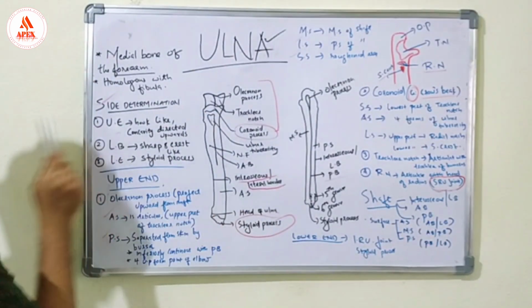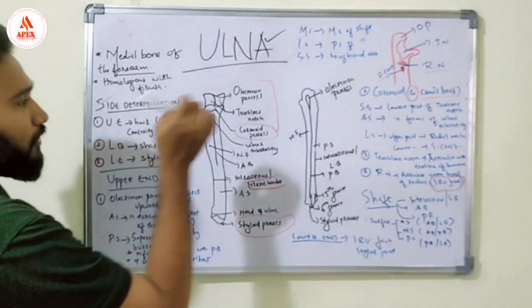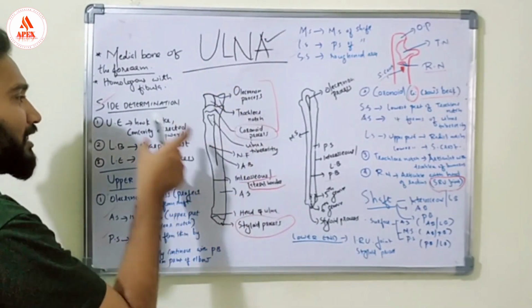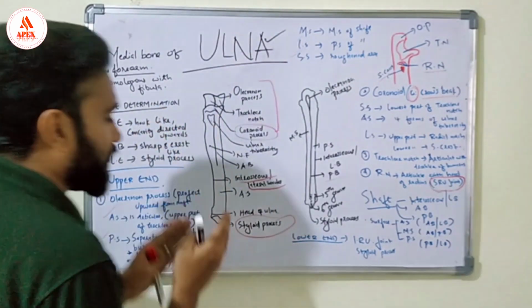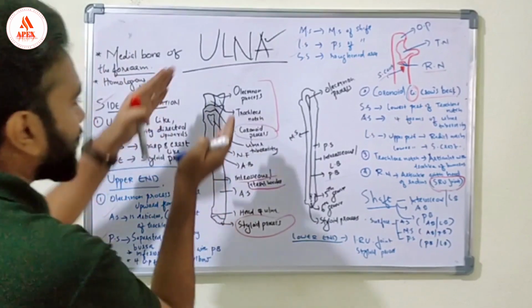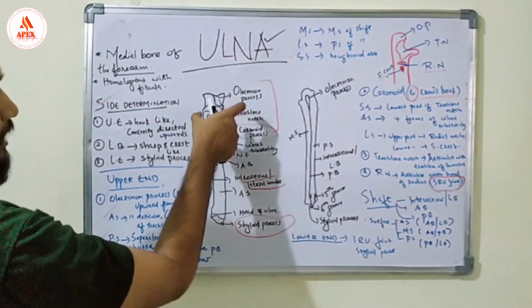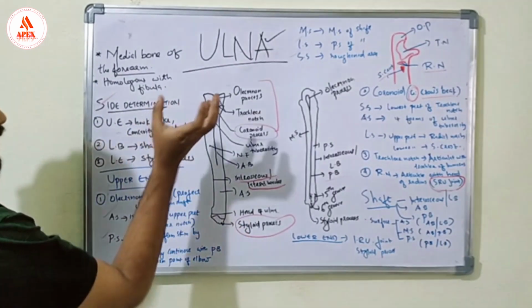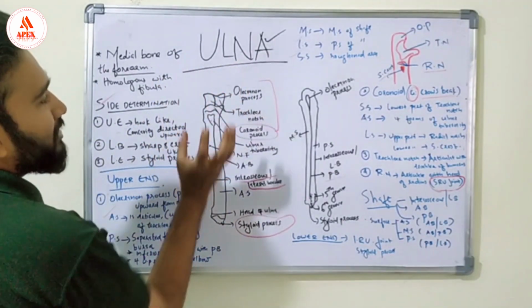So the first one is upper end. The upper end of ulna, this is the region. This region is the upper end. The upper end of ulna is hook-like. See in this picture, the first one is anterior view and the second one is a posterior view. Just go through the upper end. The upper end is somewhat hook-like. The shape is like a hook. And the concavity, see here the concavity is directed upward.